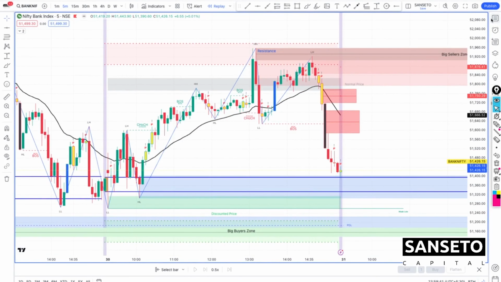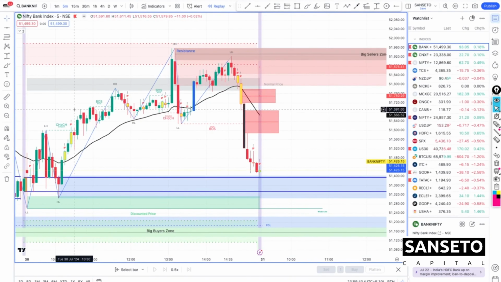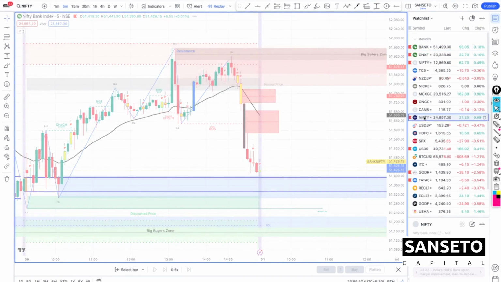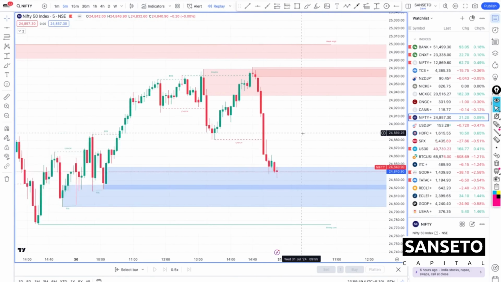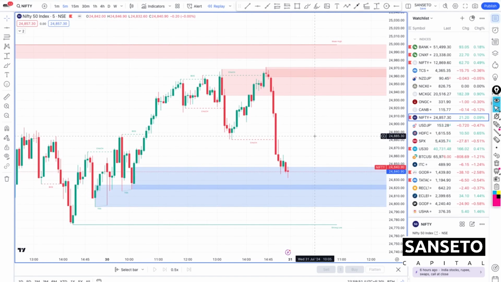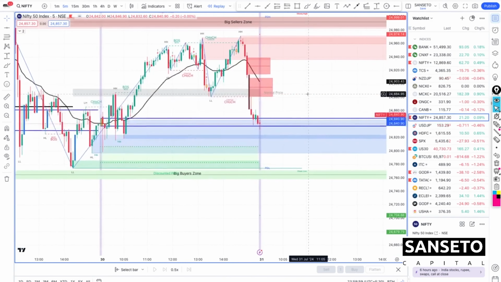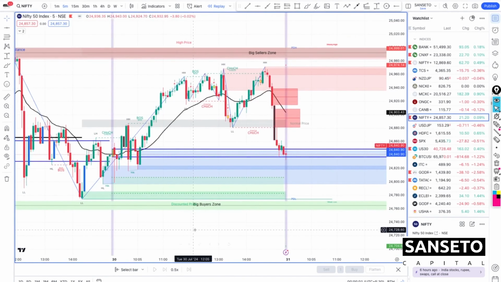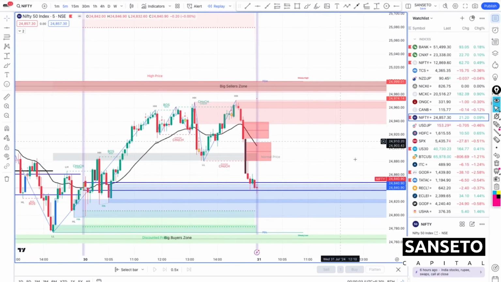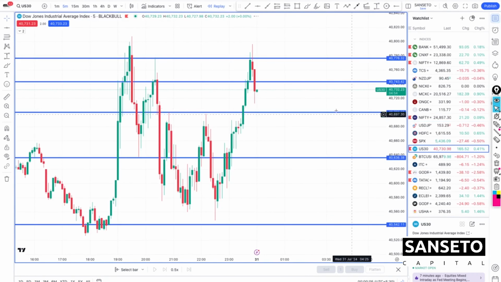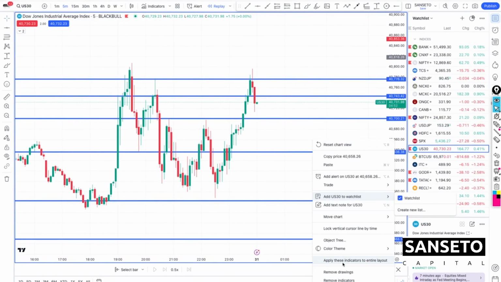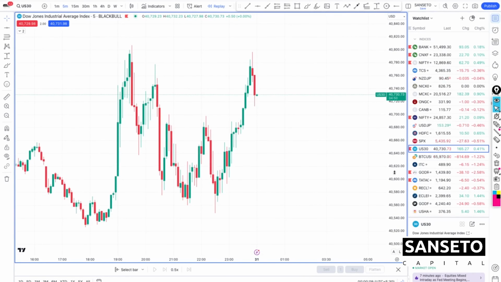Okay, so far we have seen the examples on Bank Nifty only, so we can do the same thing on Nifty as well. The same concept, exactly the same, nothing changes. Exactly the same order blocks, same buyer zone, same discount zone, same seller zone. If you go to US 30, you can see multiple targets.